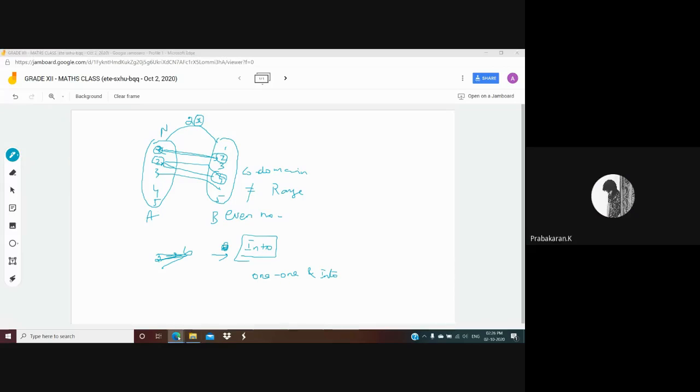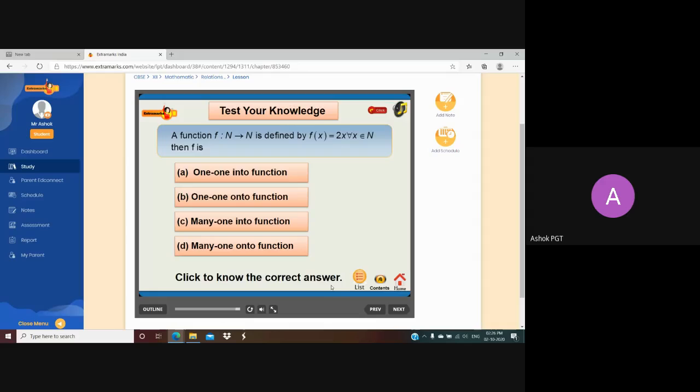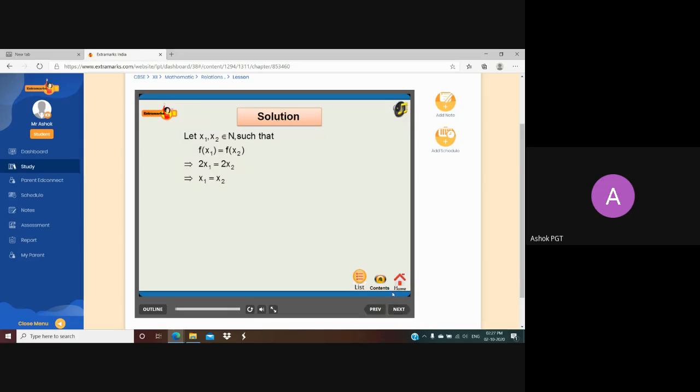Now we will check the answer. One-one and into function. This is the correct answer. The way I explained is maybe different from the way they explain the answer. You just observe it.